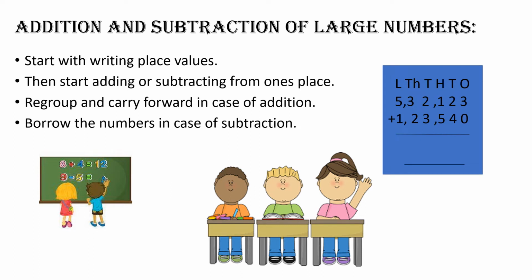Let's start. So 3 plus 0 is equal to 3. 4 plus 2 is equal to 6. 5 plus 1 is equal to 6. 2 plus 3 in thousands place equal to 5. And 3 plus 2 equals to 5. And 5 plus 1 is 6.